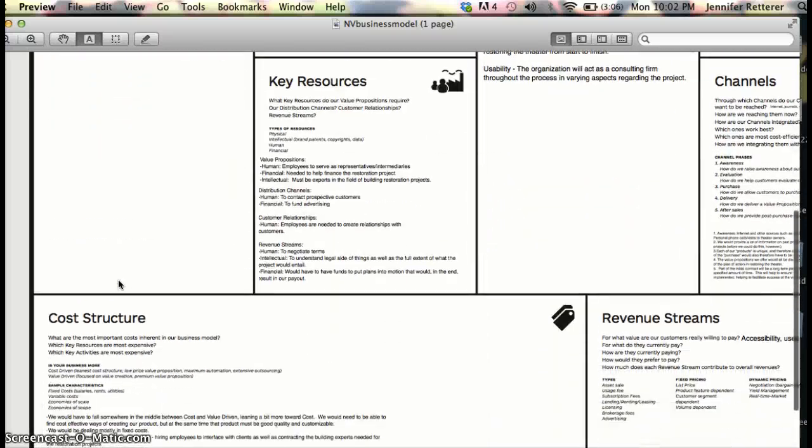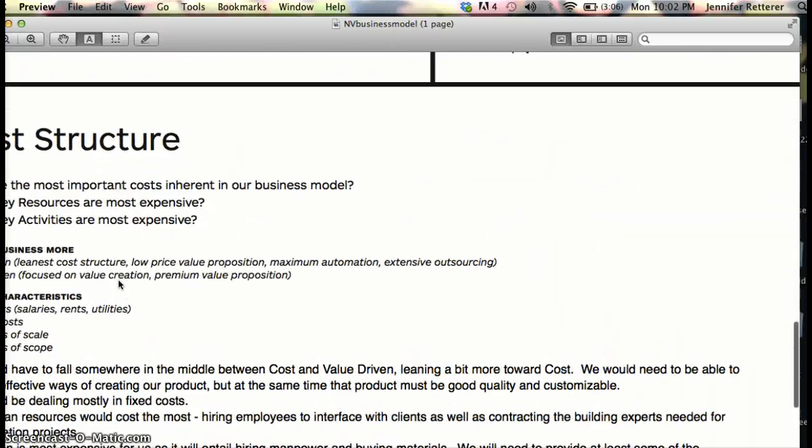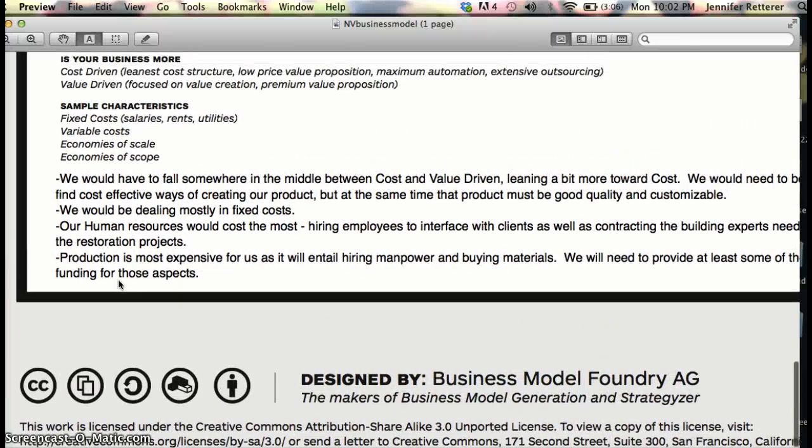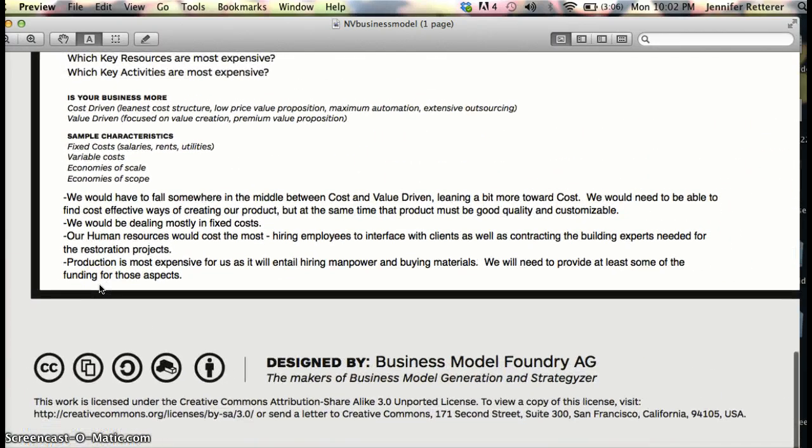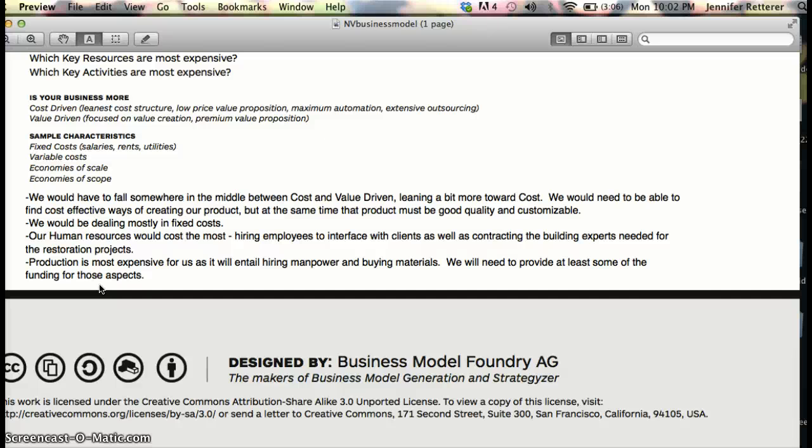And last but not least, our cost structure. I think this organization would fall somewhere in the middle between cost and value driven, leaning a bit more toward cost, because we would need to be able to find a cost-effective way for creating our product, which would be these theaters. But at the same time, we really are looking to have a high quality theater, and also a customizable product.